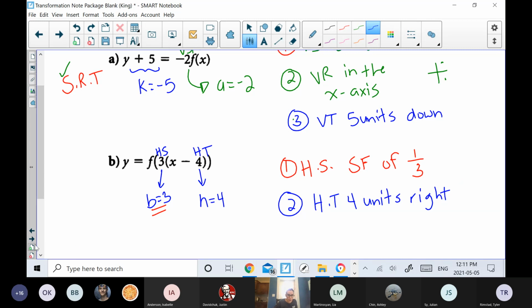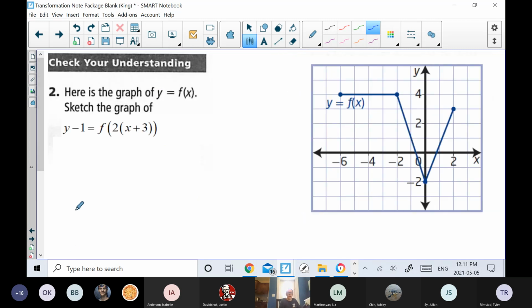Let's see what this mapping will look like. Given this graph, it says, here's the graph of y is equal to f of x. Sketch the graph of the transformed graph. Now, we do not have to do SRT if you know how to map. So let's just write what the mapping is. Actually, before we do that, let's write all of our parameters. Could you please look at the original equation if you need to, and then write what the parameter is. So what parameter would this 2 be? And what would this be?